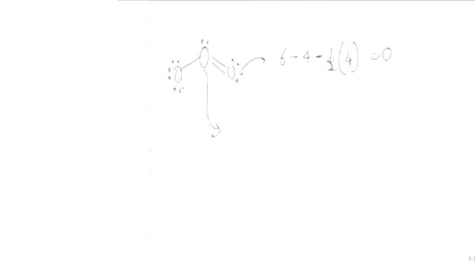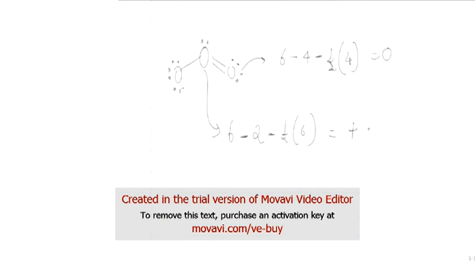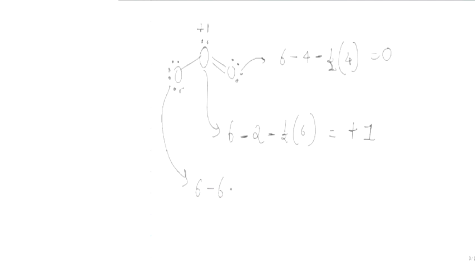For this oxygen, you have 6 minus 2 minus half of 6. What would that be? This will be plus 1. So this is plus 1. And for this oxygen, it will be 6 minus 6 minus half of 2. This will be minus 1. So this is minus 1.